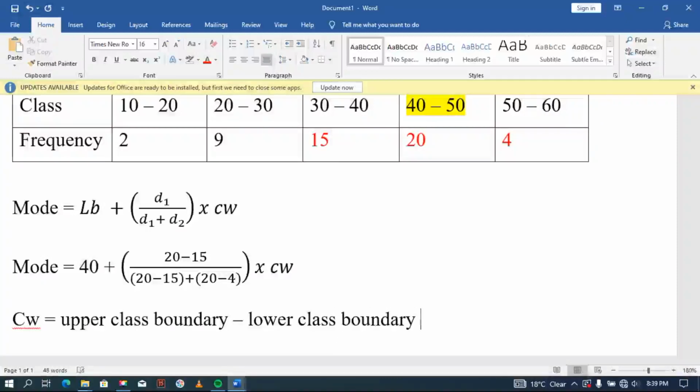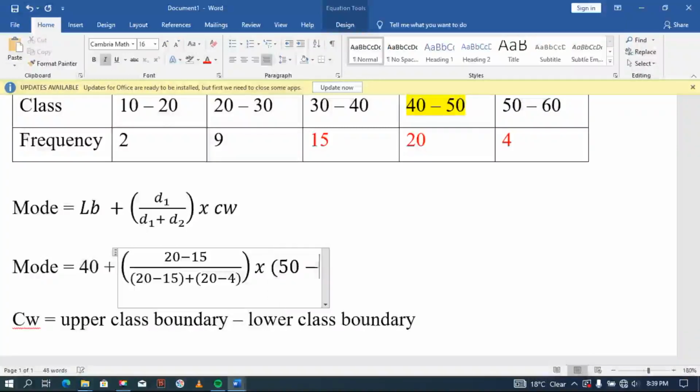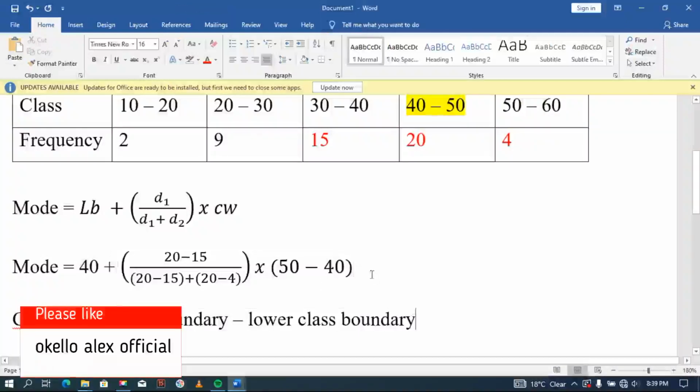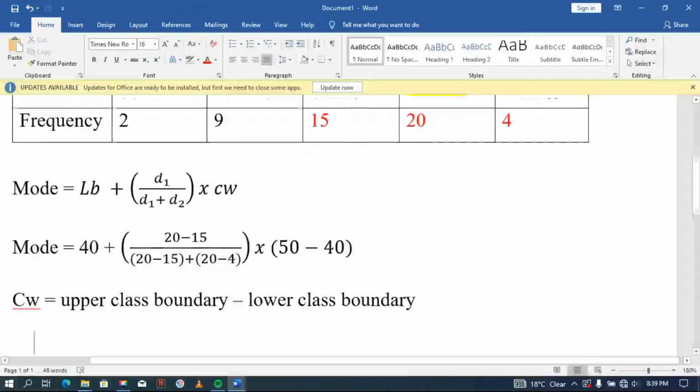So now in this, if we look at our model class of 40 to 50, the upper class boundary is 50 and the lower class boundary is 40. So we can find the class width, that is 50 minus 40. So the difference would give us the class width. So you can now proceed and find the differences.